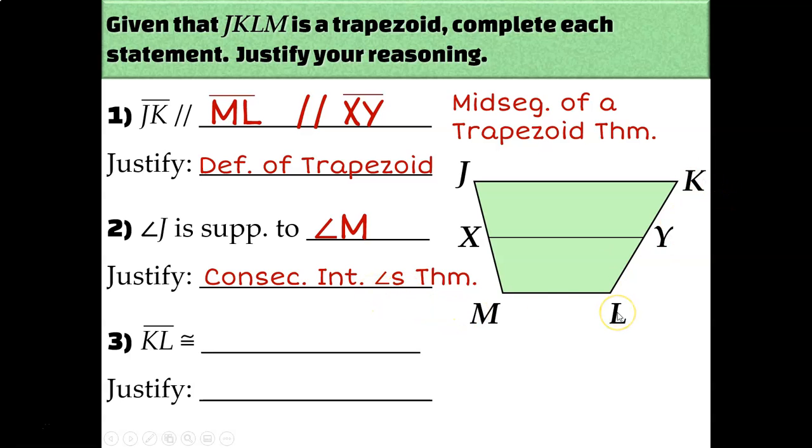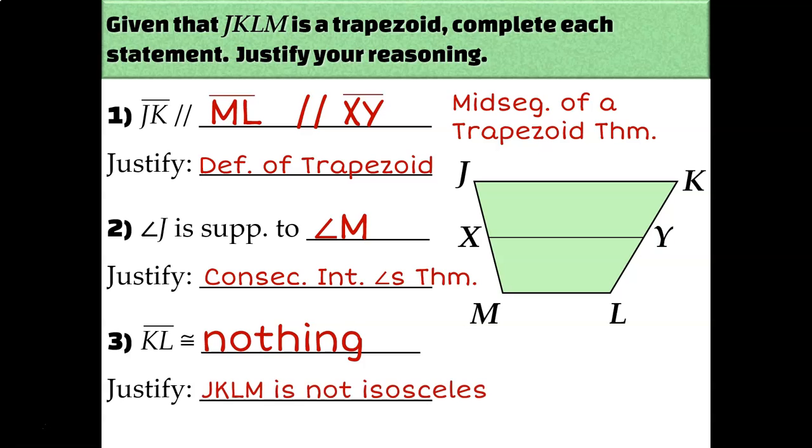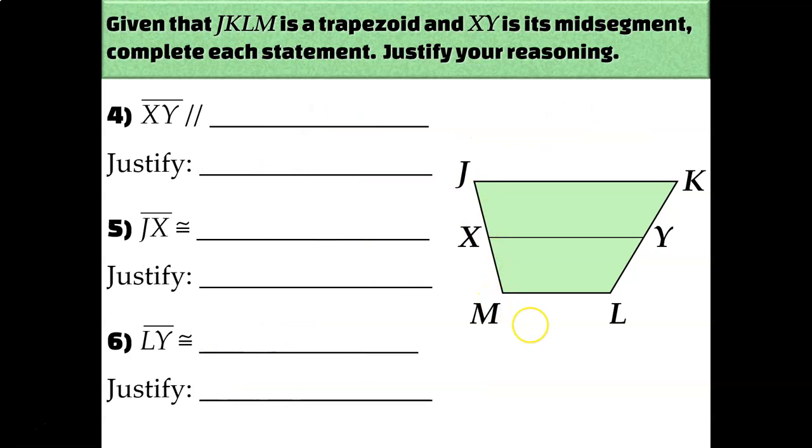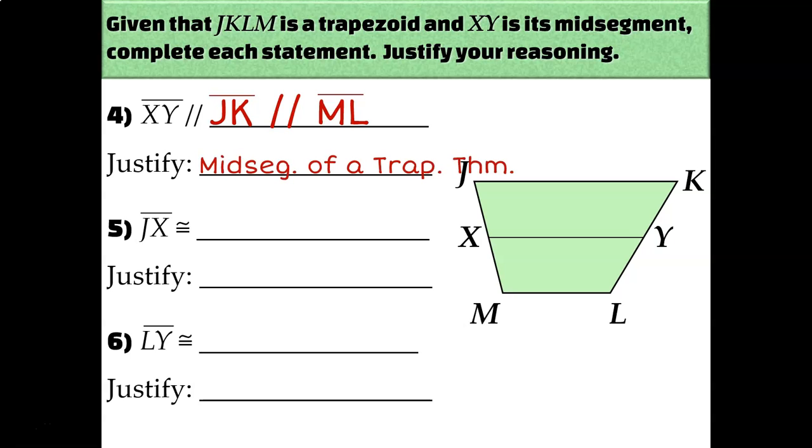What about KL? What is it congruent to? That's actually a trick question. We don't know that KL is congruent to anything. We weren't told that this is an isosceles trapezoid, so you cannot assume that KL is congruent to JM. And like we already said, XY is parallel to JK and ML. That's the midsegment of a trapezoid theorem.